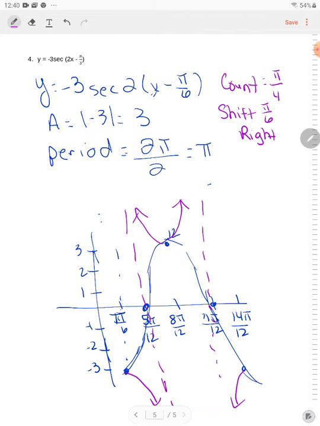And that is honestly the easiest way to go ahead and graph these functions, the secant and the cosecant, is to go ahead and graph the sine or cosine first.